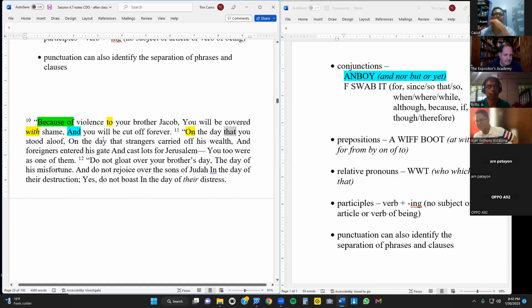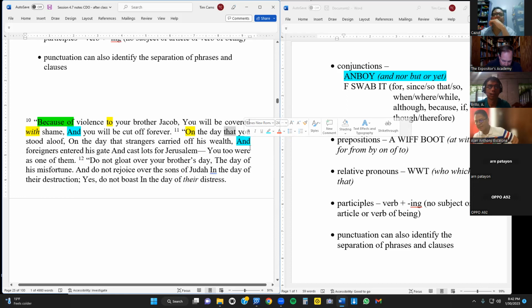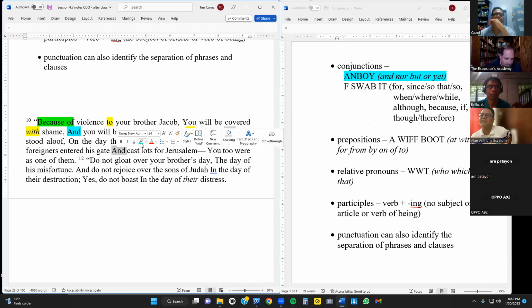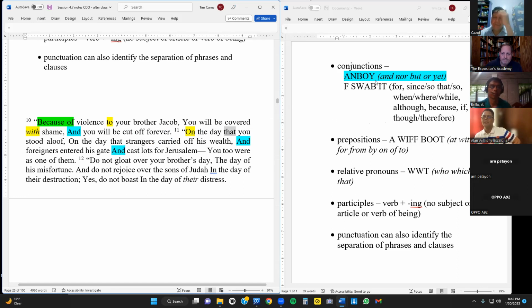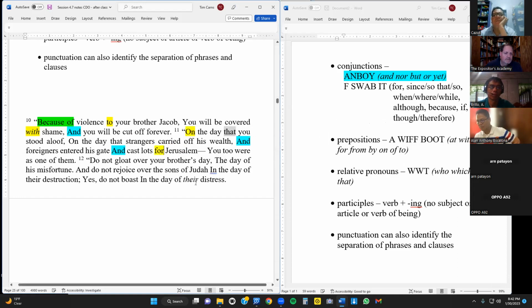And again, foreigners. And foreigners entered his gate. The "and" there. Good. And then another "and," cast lots. Okay, good. What kind of connector word is that? Conjunctions. Good. Coordinating. Yes, coordinating. And then prepositions: for.